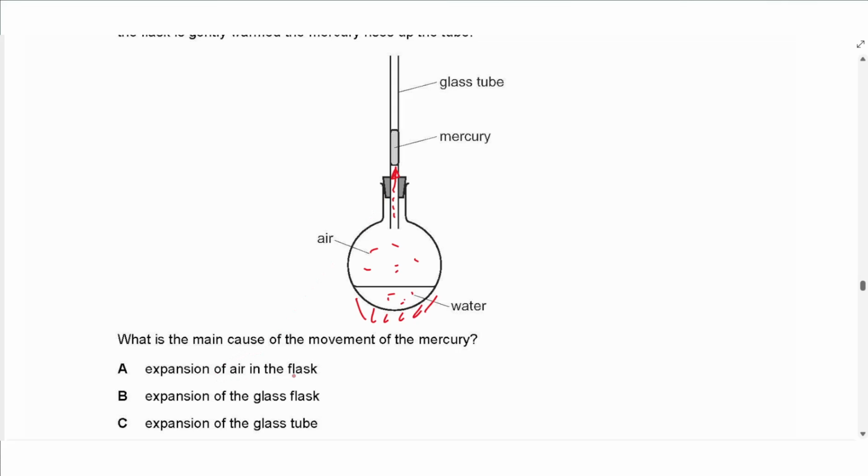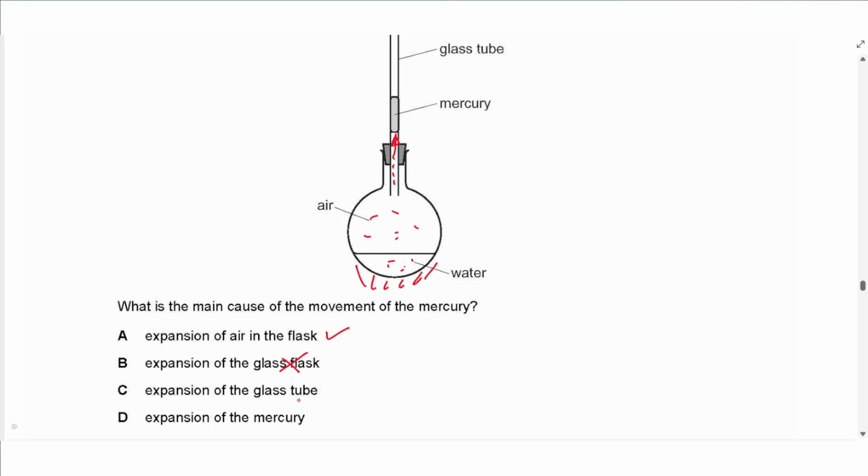So it is the expansion of the air in the flask, yes, not the expansion of the glass flask. That would cause the mercury to drop down. Expansion of glass tube, no, again that would cause the mercury to drop. Expansion of mercury, no, because we are heating the glass tube first, so we choose A.